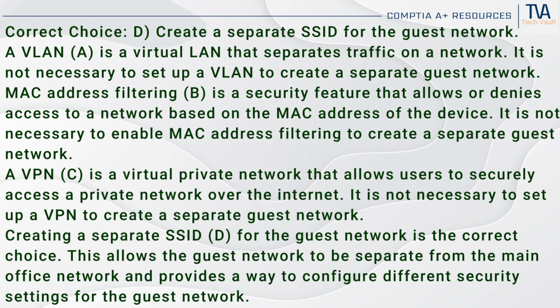Correct choice, D. Create a separate SSID for the guest network. A VLAN, A, is a virtual LAN that separates traffic on a network. It is not necessary to set up a VLAN to create a separate guest network. MAC address filtering, B, is a security feature that allows or denies access to a network based on the MAC address of the device. It is not necessary to enable MAC address filtering to create a separate guest network. A VPN, C, is a virtual private network that allows users to securely access a private network over the internet. It is not necessary to set up a VPN to create a separate guest network.